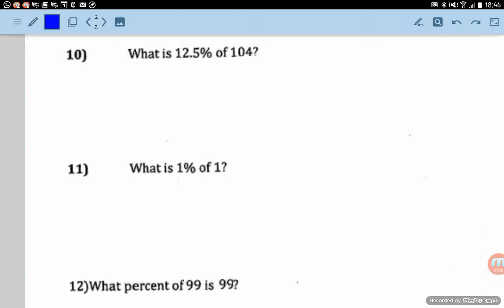Okay. Now we are going to solve number 10. It says, what is 12.5% of 104? So we are going to write A over 104 equals 12.5 over 100.